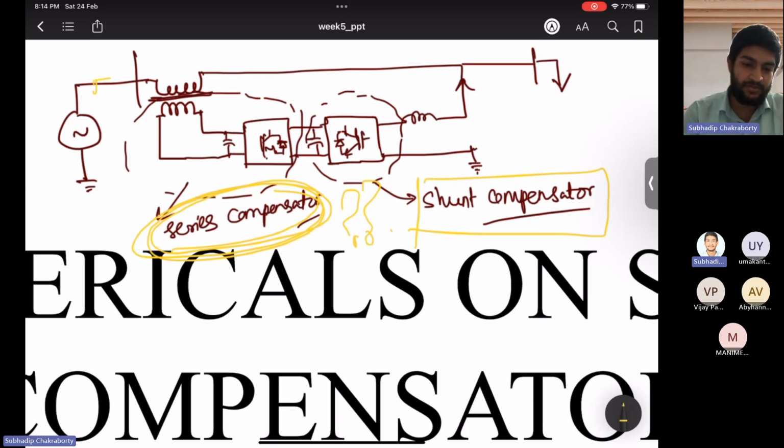You must have solved those problems. If you had some source impedance sitting here, it was possible to inject shunt currents of leading nature to attain zero voltage regulation. I hope you are comfortable with this, because you know the phasor diagram, right?